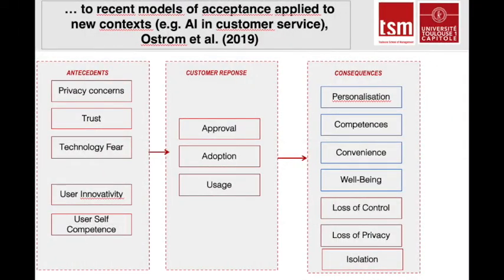So, in this model from Ostrom and colleagues, applied to the context of artificial intelligence in the consumer service sector, you can see that privacy concerns and technology fear impact trust negatively, and impact the customer response, namely approval, adoption, and usage. User innovativity and user self-competence also influence positively the customer response, approval, adoption, and usage. And subsequently, we can see the consequences.